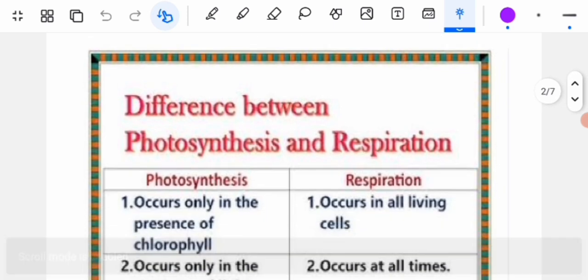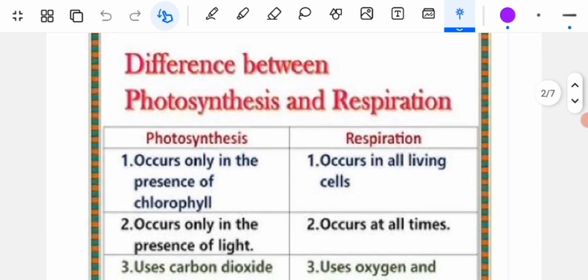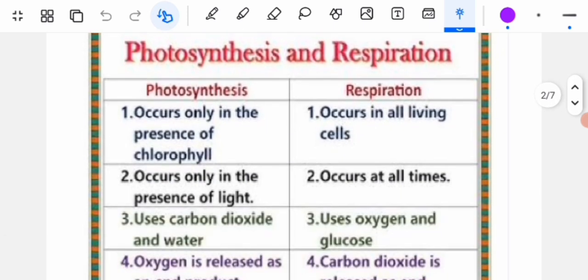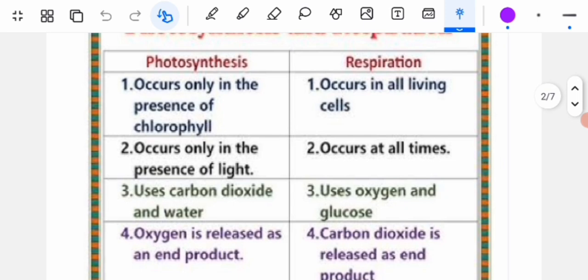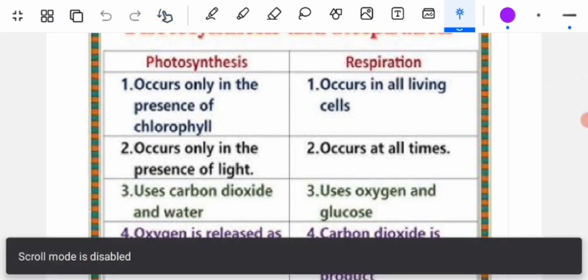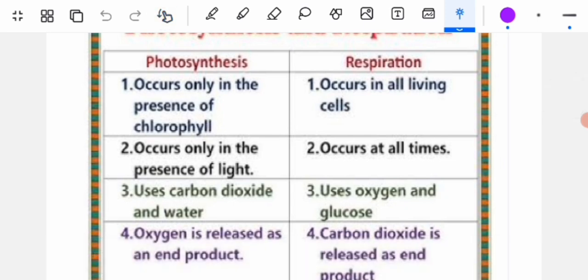Next, we will find the difference between photosynthesis and respiration. Photosynthesis और respiration कैसे अलग है जी. We know that photosynthesis happens only in mesophyll cells. Mesophyll cells में क्या होता है? Chlorophyll होता है. It happens only in green plants, because only green plants have chlorophyll जी.